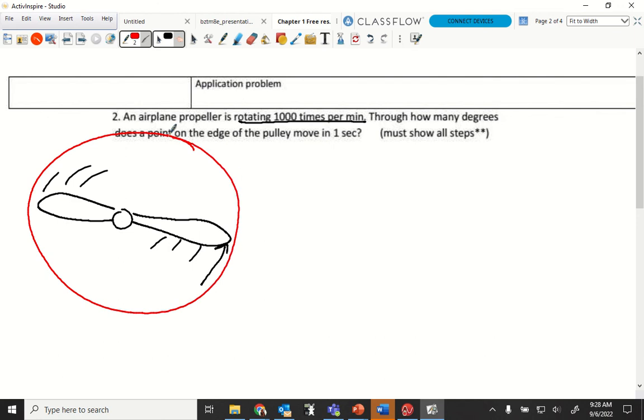And so we're trying to count this, right? And that's per minute, 1,000 times per minute. So let's first convert it to degrees. It's going to be 1,000 times 360, right? Because every time it goes around, it's 360 degrees. Which is going to give me 360,000 degrees, and that's per what unit?